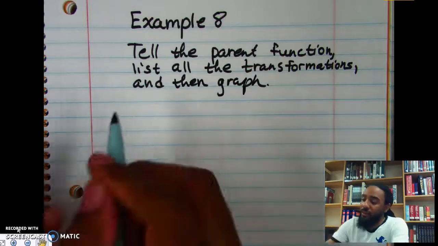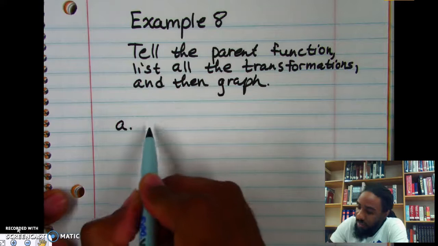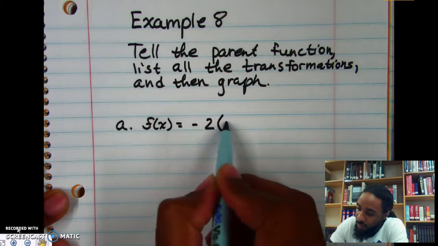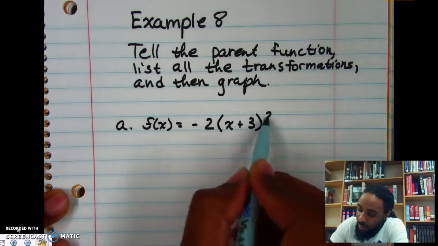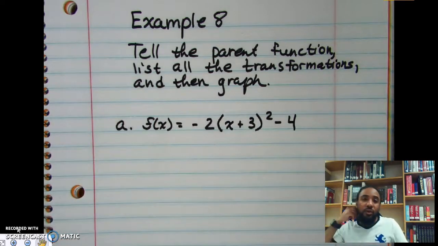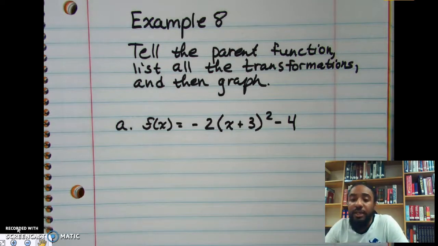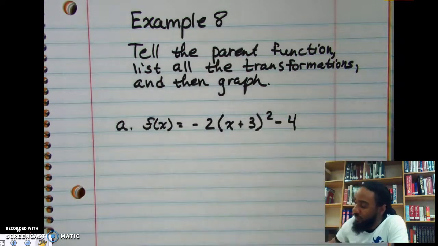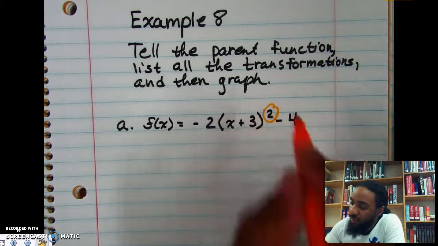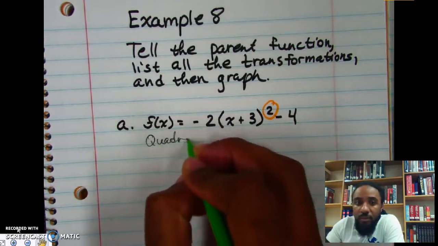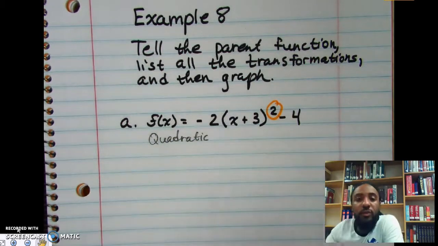So this first function is f of x equals negative 2 times (x plus 3) quantity squared, minus 4. Here again, we're going to tell the parent function, list all the transformations, and then graph it. The squared tells us what type of graph we're dealing with. So we know we're talking about quadratic.